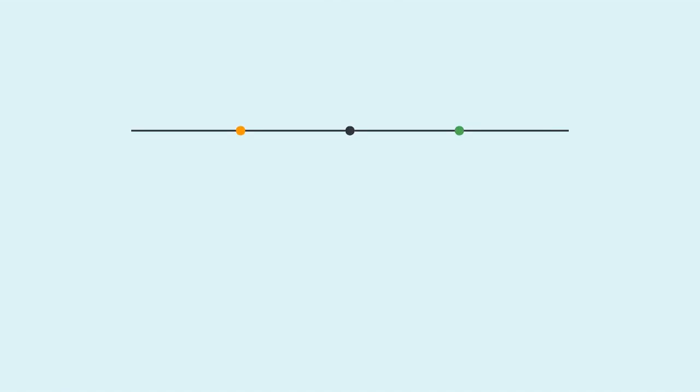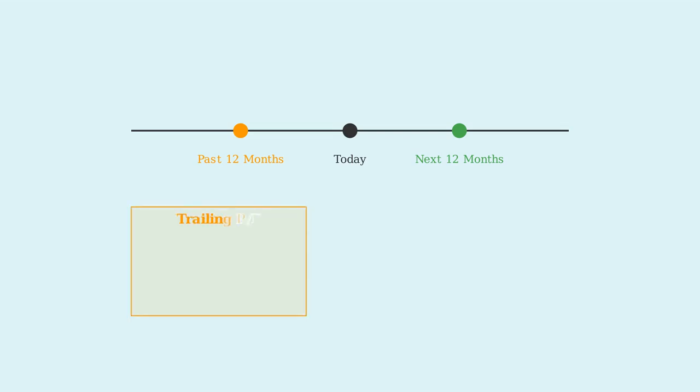When analyzing PE ratios, investors have two important perspectives to consider: trailing PE and forward PE. Understanding both gives you a more complete picture for making investment decisions. Let's visualize this on a timeline. We have the past 12 months, where we know actual earnings, today's current position, and the next 12 months, where we estimate future earnings. Trailing PE uses actual earnings from the past 12 months.